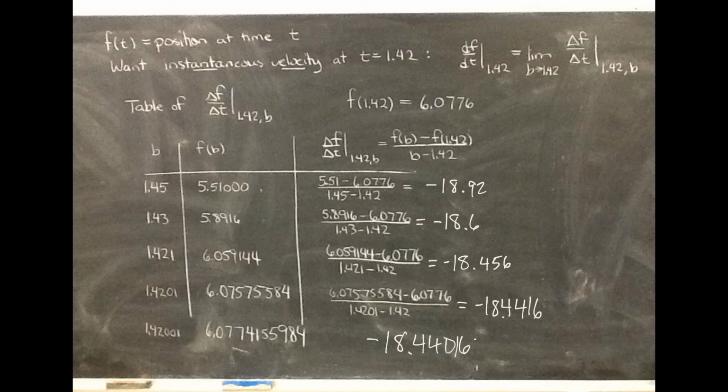So if I look at these values, I can see that they are steadily getting closer. Like negative 18 is fairly consistent for all of them. But my decimal values are settling in at 4416 and 016. I would approximate that it looks like it's getting close to something like negative 18.44 something. And WebWork, for example, typically only looks for 4 or 5 digits of accuracy. And it really does look like this limit is getting very, very close to negative 18.44. And that's what I would put in as my answer.